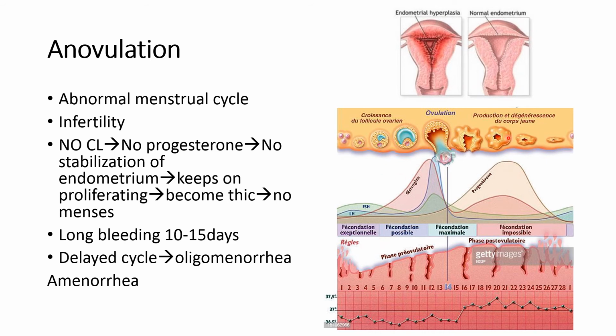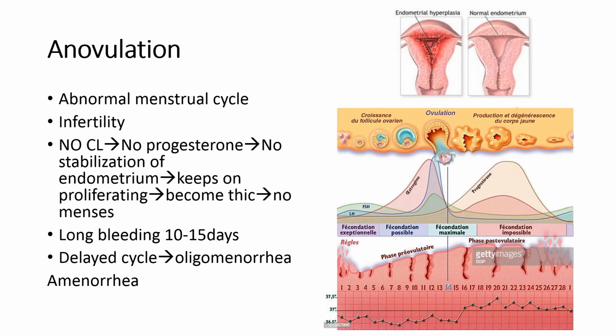Normally, after ovulation, there would be progesterone, and this progesterone stabilizes the proliferative uterine endometrium and converts it into the secretory form. But when there is no ovulation, there would be no corpus luteum, there would be no progesterone, and there would be no stabilizing effect of progesterone on the endometrium. It would keep on proliferating. It would remain always in proliferative form. So it would be growing, and it is called endometrial hyperplasia. That is the abnormal growth of the endometrium.